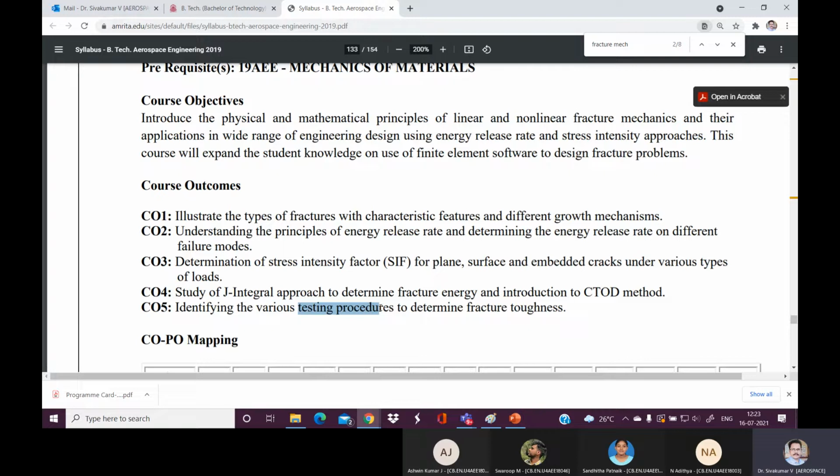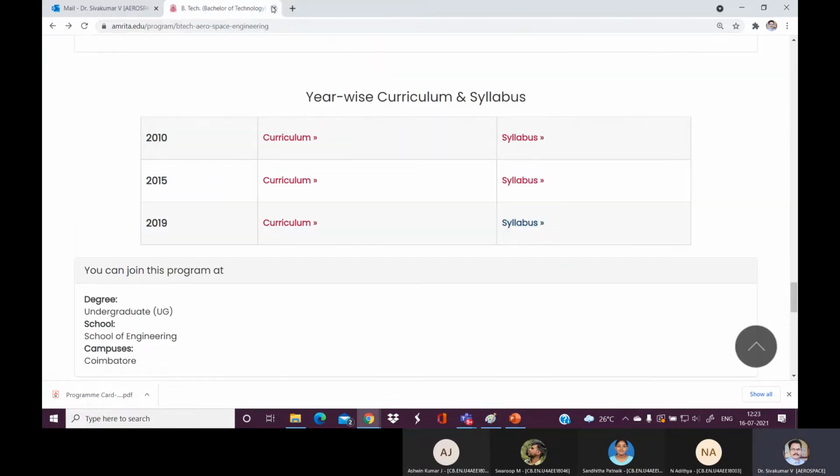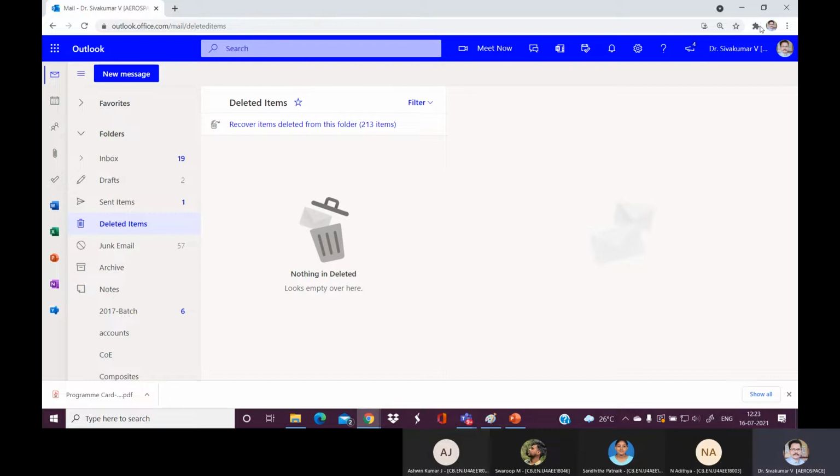So at the end of the day, you will be in a position to realize these things. That is the outcome of this particular course. These are all the introduction about this particular course.